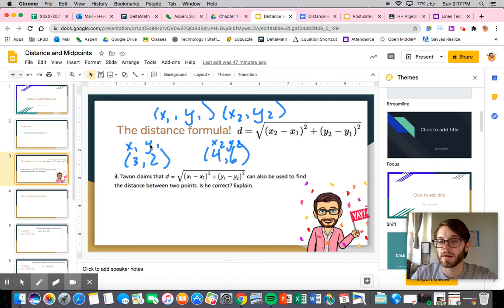I can't do x1, y2, x2, y1. You can't do that. But outside of that, it doesn't matter. So using that logic, if we look at this problem that's embedded in it, Tavin claims that d is equal to x1 minus x2 squared plus y1 minus y2 squared, and he's saying he can use that. So yeah, he is correct, right? Because we just said it doesn't matter which one we call which. When we square them, that'll make it positive anyway, so it won't be an issue.